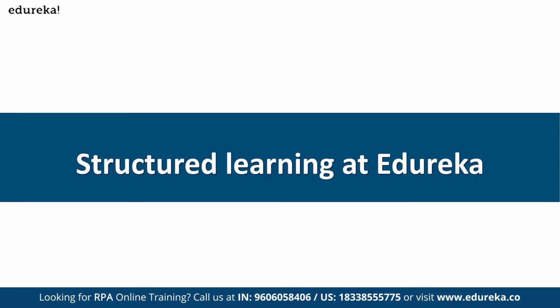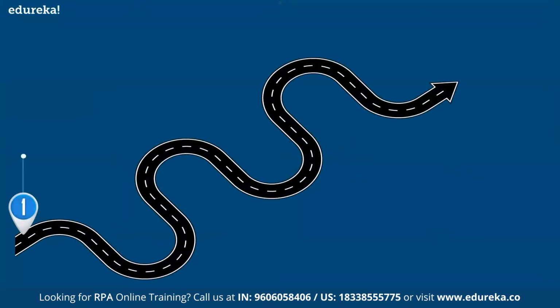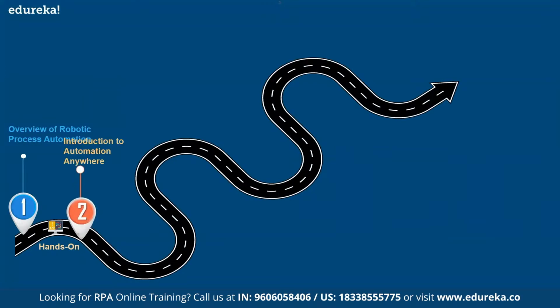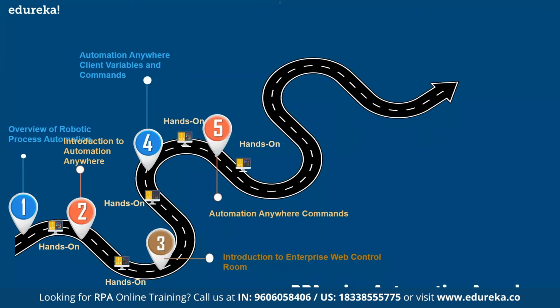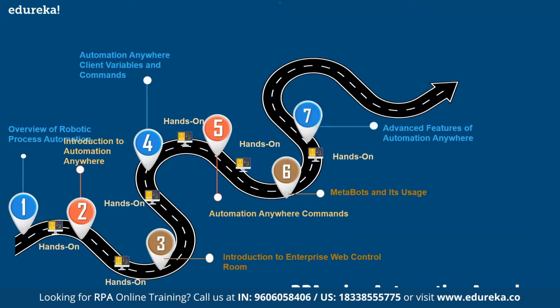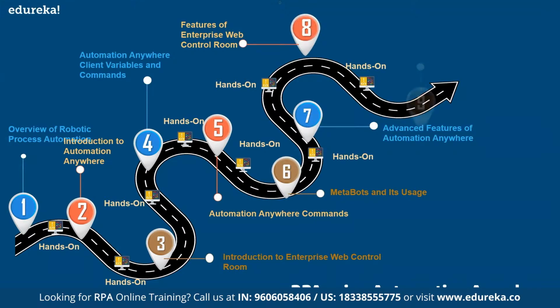Now while it installs, let us discuss a bit about the learning, the way it is at Edureka. At Edureka, the learning is very structured. The entire training is divided into structured modules, and at the end of each module there are hands-ons that you have to perform, so that whatever concepts you have learned, you know the practical of those concepts. We have these topics: Automation Anywhere commands, variables, metabots and their usage, advanced features of Automation Anywhere, and we learn about enterprise features of Enterprise Control Room and IQ Bot, and so on.